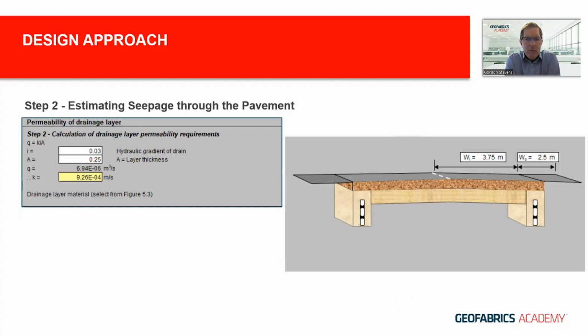And moving back to our example, here we have a hydraulic gradient. We have a layer thickness for that subbase. We've already calculated what the Q is, and from that point we can calculate what the required permeability of that subbase material is in meters a second, which is shown highlighted in yellow.